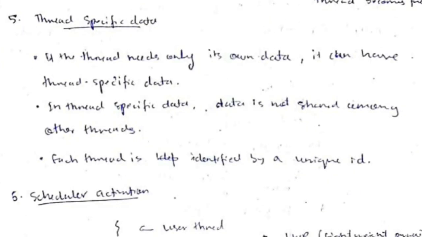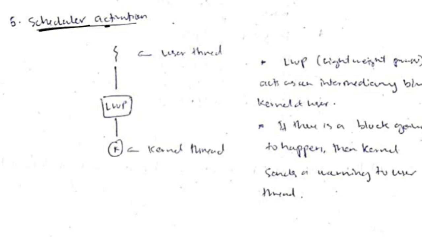The fifth one is thread specific data. As we know, threads share data, but some threads need their specific data only. They don't need to share other data, because the task they are performing has nothing to do with the other data. So in that case, thread specific data will be used, and each thread will be identified by a unique ID. The last one is scheduler activation.